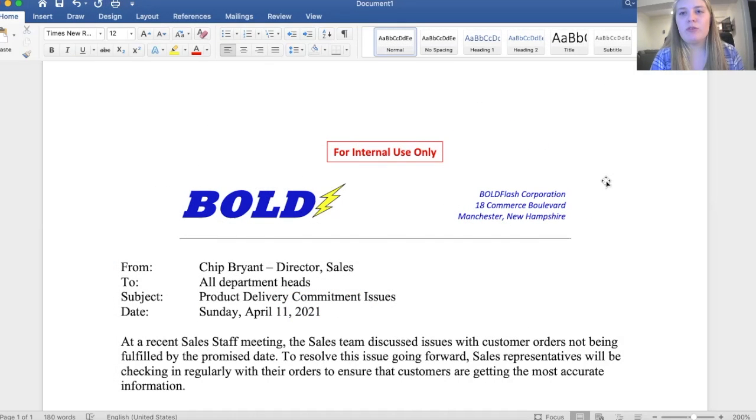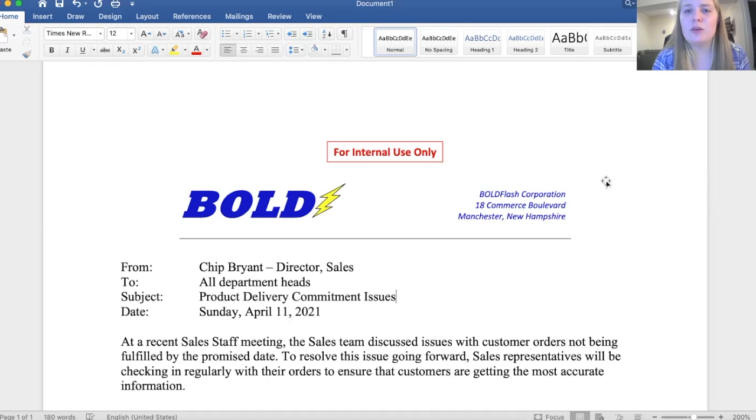So we're going to rewrite this memo to be clearer and more concise. There are a few things we want to change. We do want to keep our letterhead. This is showing us it's internal use. It's BOLDFlash. This is something we want to keep. We want to make sure we keep our from, our to, and our subject.